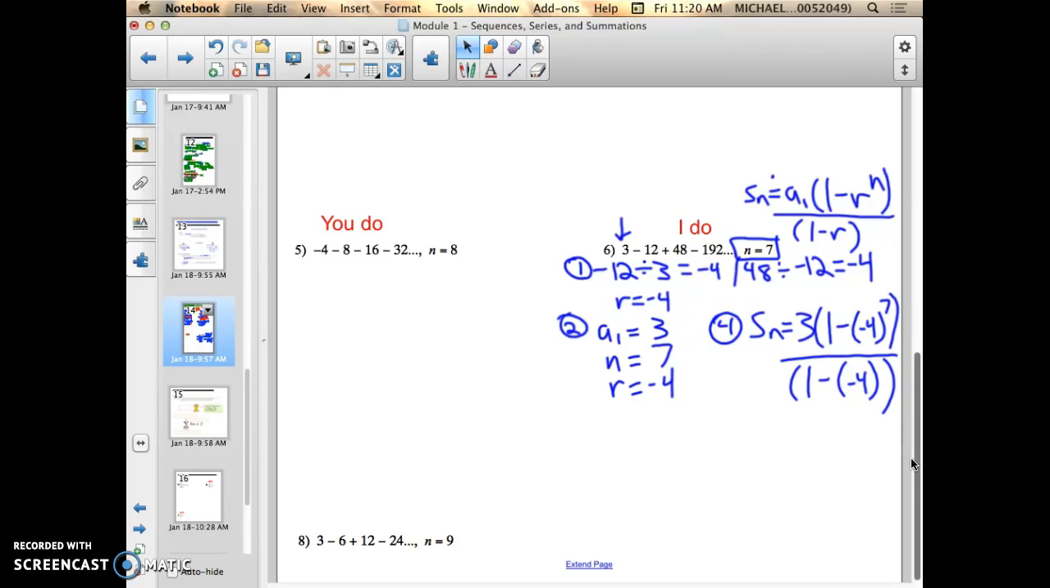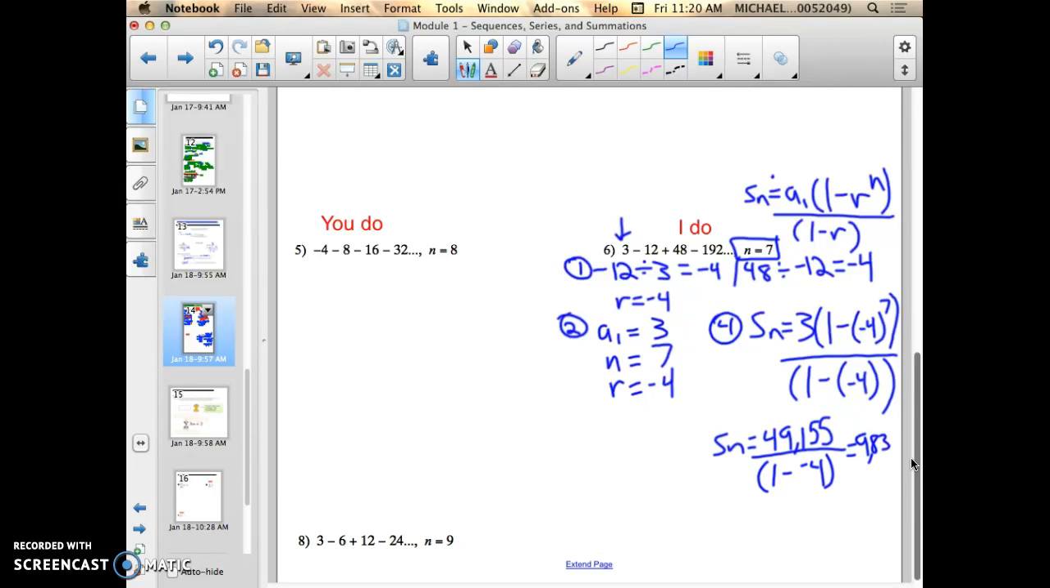And I got S of n equals 49,155 divided by... Now I can hit divided by on my calculator. 1, but I have to put it in parentheses. 1 minus a negative 4. I'm going to write this out, 1 minus a negative 4. And I get for my final answer 9,831. And that is my final answer.